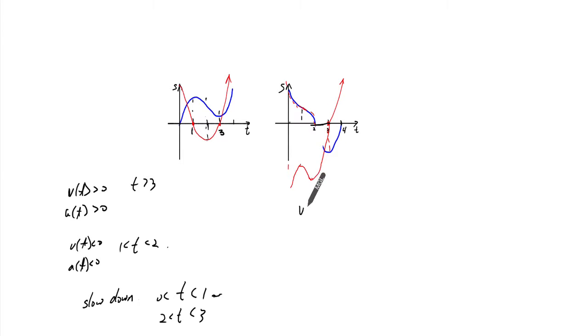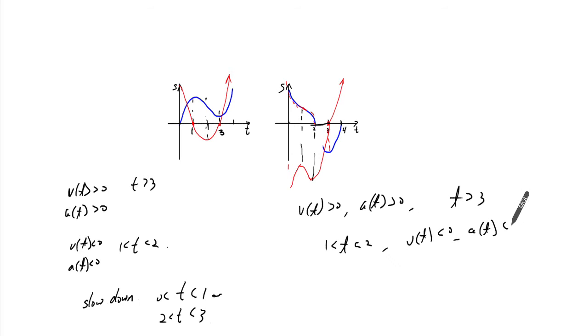So again, velocity is positive only after 3, and acceleration is always positive there because it's just a positive tangent slope. So when t is greater than 3, it's speeding up. Now it's negative here, okay, but the slope is only negative in this region, from 1 to 2. So when t is from 1 to 2, velocity is negative and acceleration is negative.